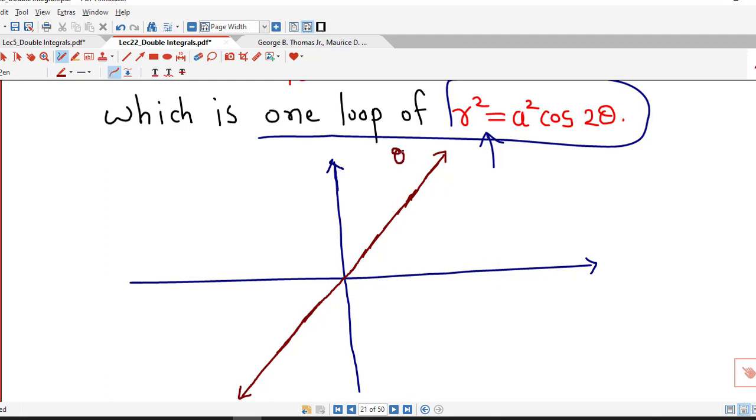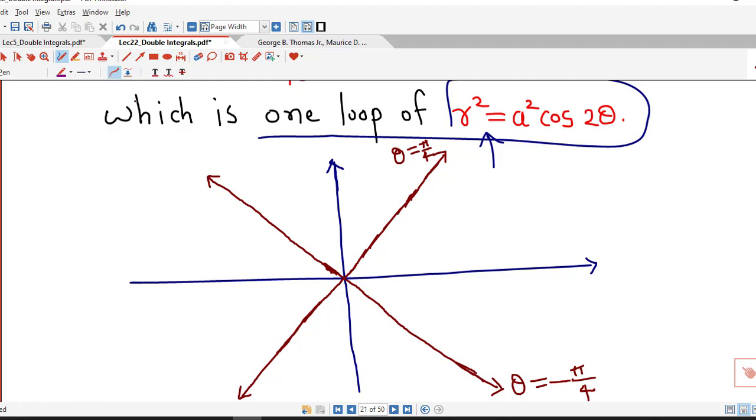So this line is theta equal to pi by 4. Similarly, we consider the line passing through origin, making angle 45 degrees. So this line is theta equal to minus pi by 4. And our lemniscate is r square equal to a square cos 2 theta.